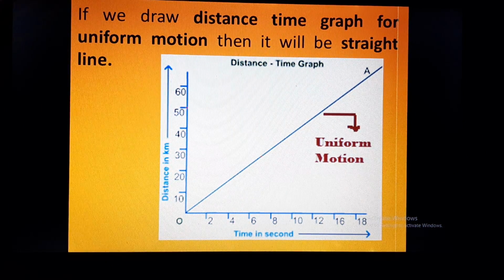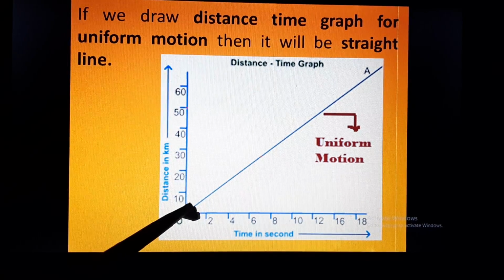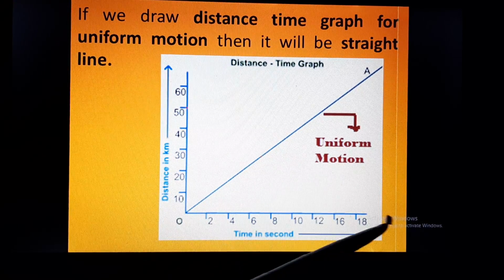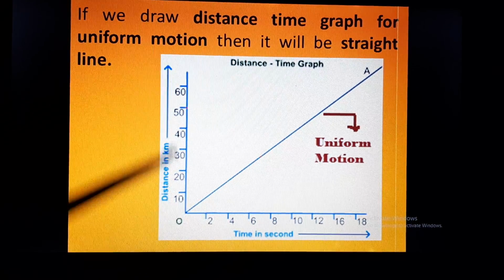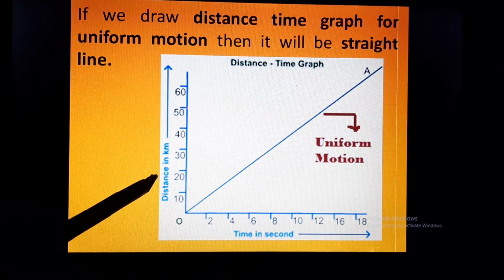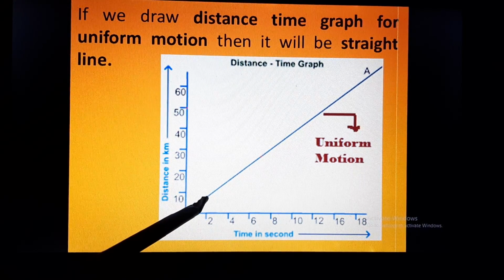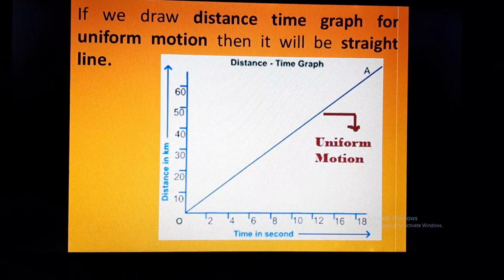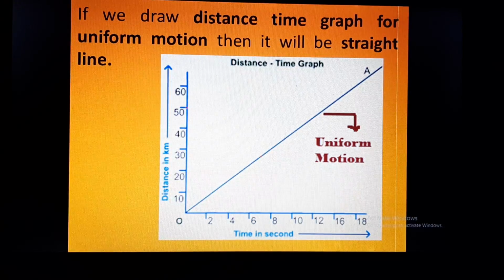If we try to plot a distance time graph for uniform motion, then it will always be a straight line. So this is the distance. You know how to plot a graph. This is the x-axis on which we plot time, and this is the y-axis in which we plot distance. So in 2 minutes it is traveling this much distance. In 4 minutes it is traveling this much distance. So this way you can plot a distance time graph, and in case of uniform motion, the distance time graph is always a straight line.